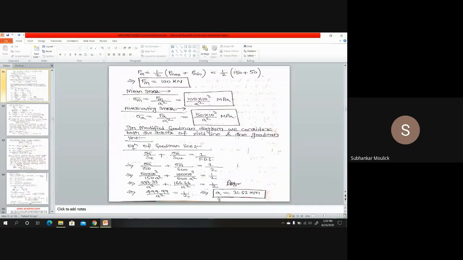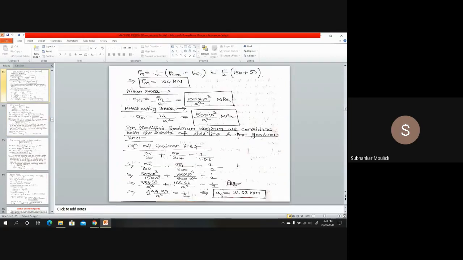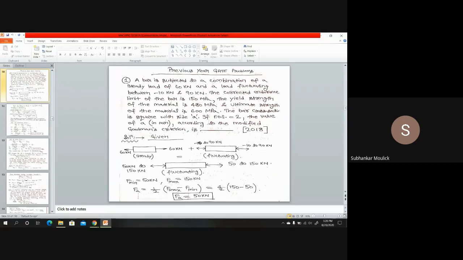Out of these two values, this particular value is maximum. So we will design this problem for this maximum side of the square A. So my answer, that is the correct side of the square, is 31.62 mm. So this is the final answer. Is it clear?